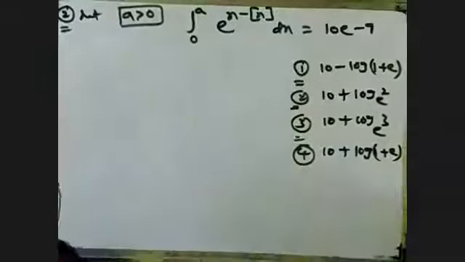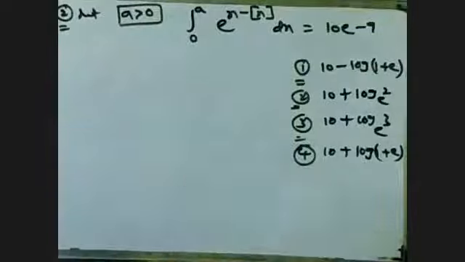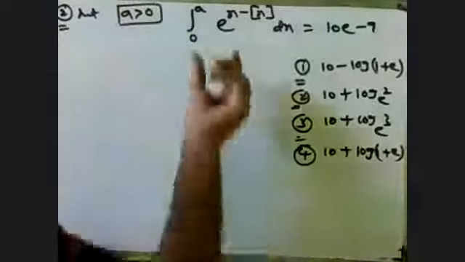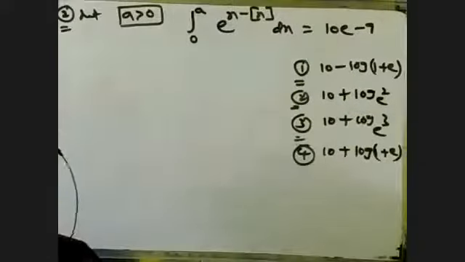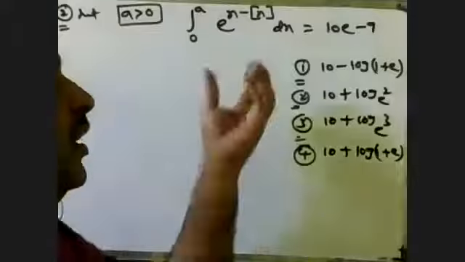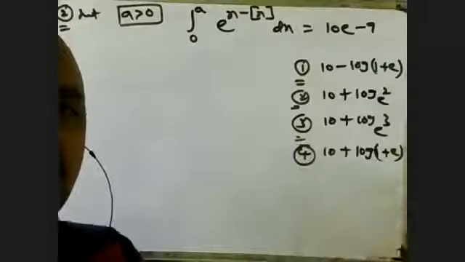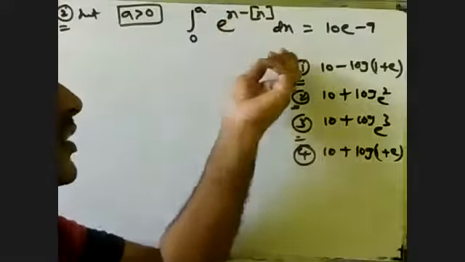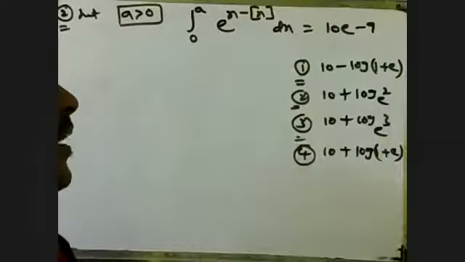A is greater than 0, A is any real number, it's positive. Integral 0 to A, e power x minus floor of x. We already know x minus floor x is nothing but the fractional part of x. Floor x is the integral part of x. When you remove the integral part from x, the remaining is only the fractional part. So indirectly he says e power fractional part of x dx, this value is already given as 10e by 9.